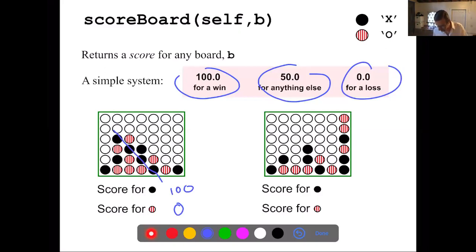Now, what about the 50s? In the board on the right, there's no four in a row for black, and there's no four in a row for red, so they both get 50.